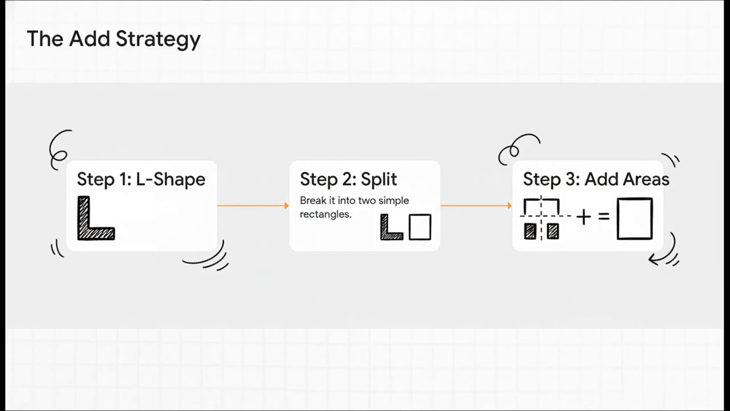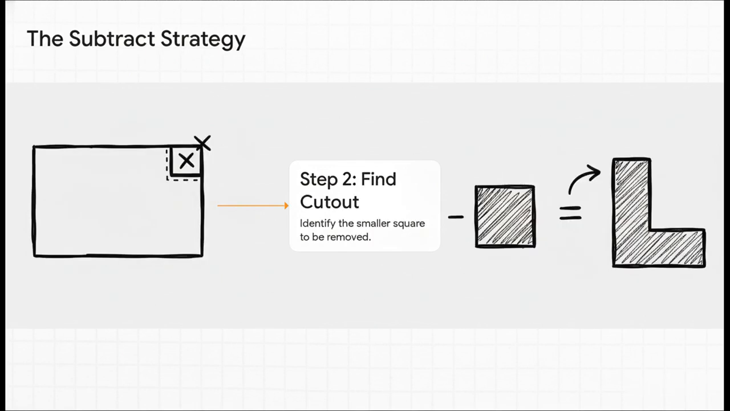Let's actually look at the add strategy. See this L shape? At first glance, it looks a little tricky. But if you just draw one simple line, boom, it's two simple rectangles. You calculate the area of each one, add them up, and you're done. See? It's that intuitive. Now let's try the subtract strategy.